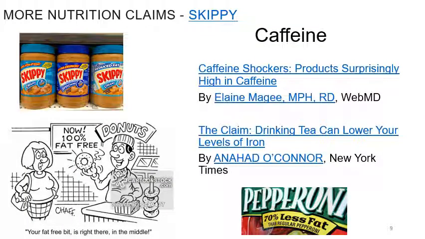So more nutrition claims. You can look at SKIPPY, and there are some articles about caffeine, like why caffeine shockers, products that are surprisingly high in caffeine, are not good for you, and why drinking tea, even though it has caffeine, can lower your levels of iron because they have a substance. Tea and coffee have something called tannin, which doesn't help your body absorb the iron that well. So I also have a couple comics, pictures for you to look at.